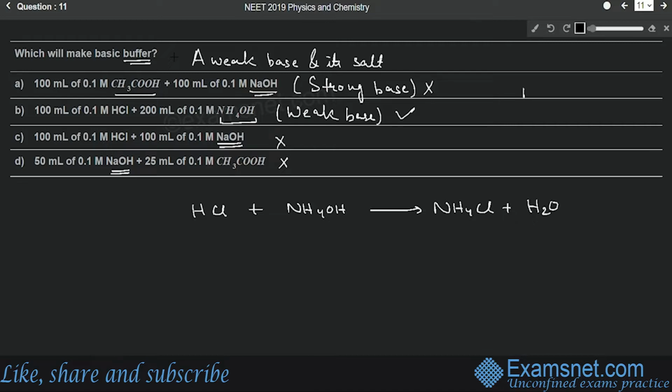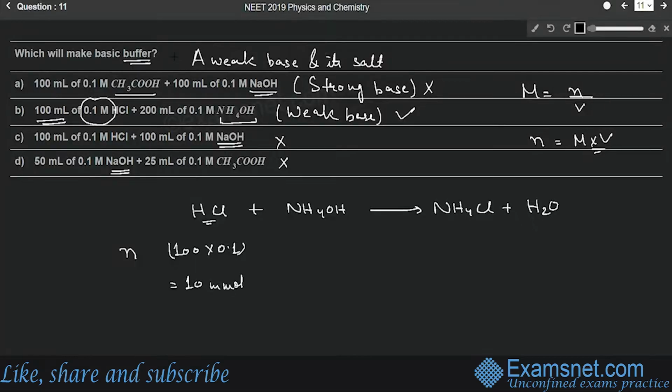Now we know that molarity is given as number of moles divided by volume in liter, right? So what will be the number of moles? It will be molarity into volume. So here for HCl it is given that the volume is 100 ml and molarity is 0.1 molar. So what will be the number of moles? It will be 100 into 0.1 and it will be in millimoles. Okay, so this will be 10 millimoles.